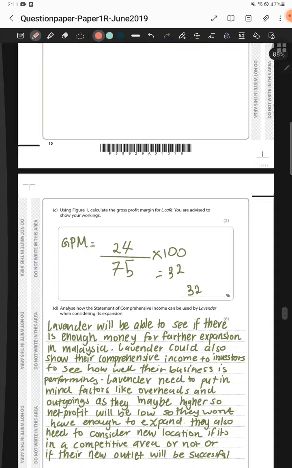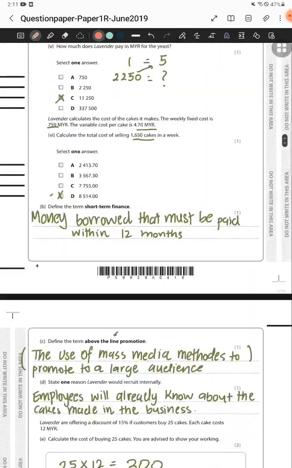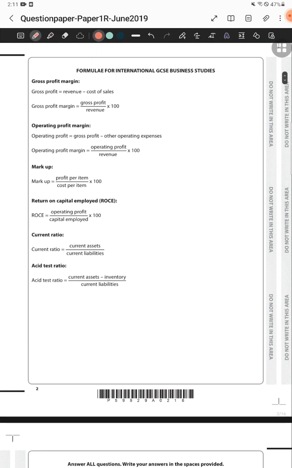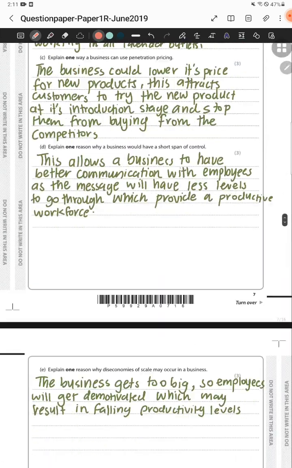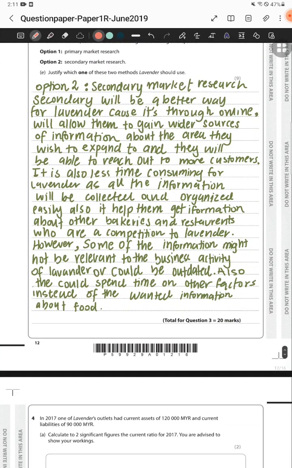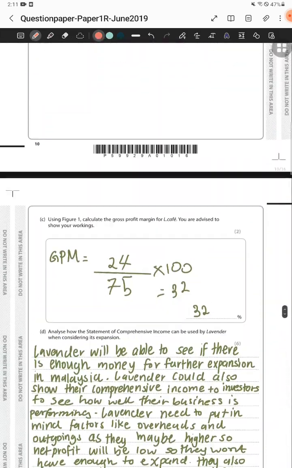Alright. Now, for this one, using figure 1, calculate the gross profit margin for El Cafe. You are advised to show your working. I think the formula is here, if I'm not mistaken. Yeah, it's this one, gross profit margin. Now in Cambridge, if you are a Cambridge student, there's no such thing as a formula sheet in business. You have to remember all of them, and I advise you to, in case, because not everything is in that formula sheet. But fortunately, we have it here.